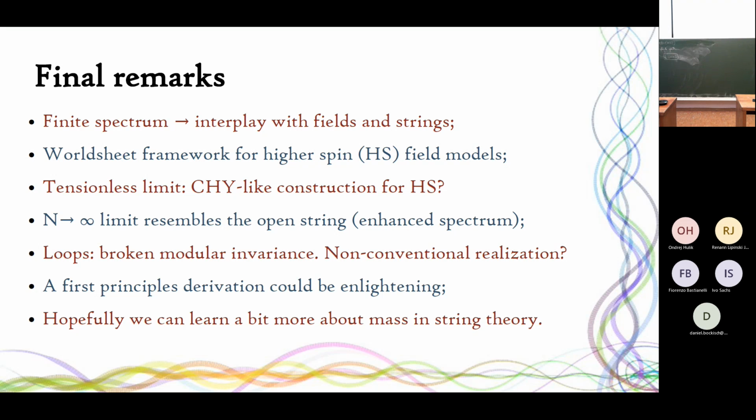But then you can look at this model as, like, a worldsheet theory for higher spins. There are a lot of people interested in higher spin theories with effective models, so you can try to look at them and see if you learn anything about the higher spin field theory from this construction.